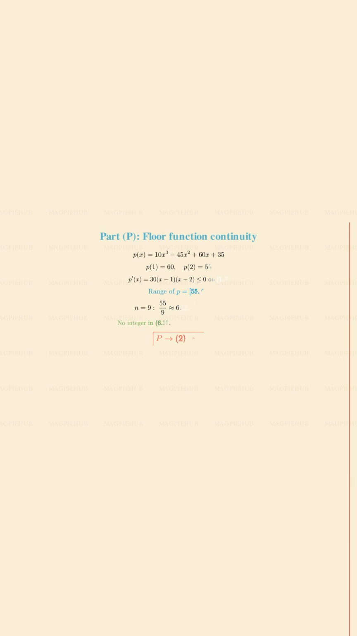For floor of p over n to be continuous, we need no integer in the open interval from 55 over n to 60 over n. For n equals 9, 55 over 9 is approximately 6.11 and 60 over 9 is approximately 6.67. No integer lies in between, so the floor value stays at 6. Checking smaller values, n equals 8 gives 6.875 and 7.5, which straddles 7. So the minimum n is 9.